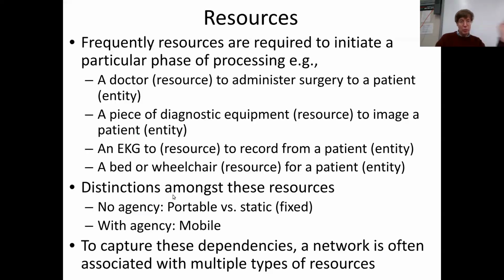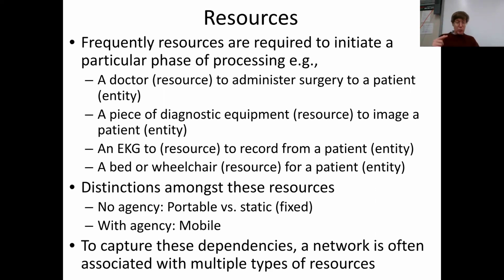Okay, let's talk about resources. I noted some distinctions among resources. I've said enough about resources, I think, to give you an idea of what they represent. But there are distinctions among these resources. So again, we have entities which flow through. Resources are needed for those entities to make progress. But among resources, there are distinctions.